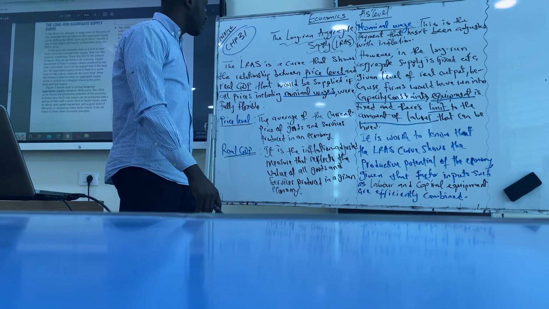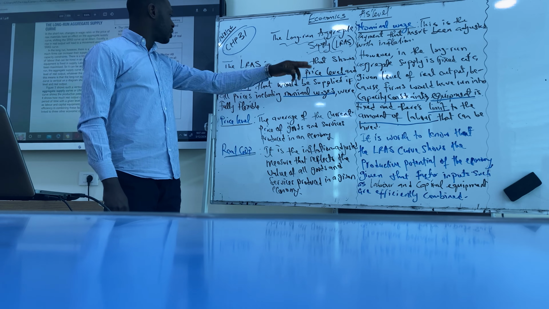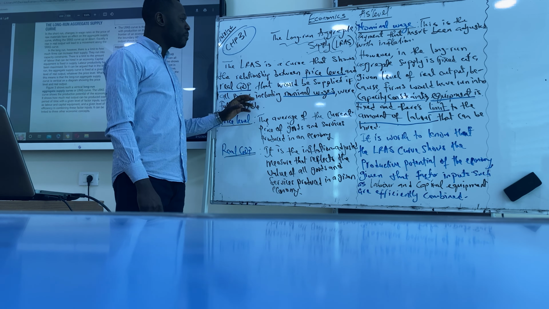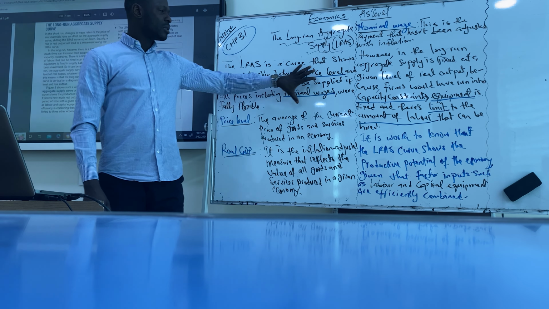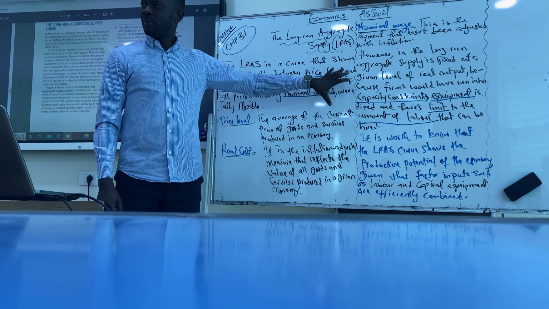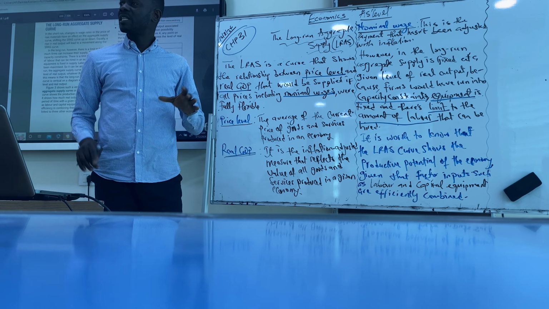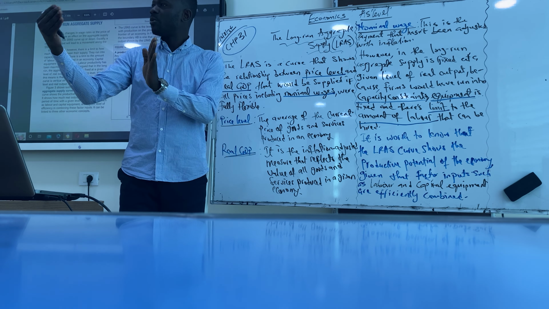So look at what I wrote here. The long run aggregate supply curve, the LRAS, is a curve that shows the relationship between price level and real GDP that will be supplied if all prices, including nominal wages, were fully flexible. So, for our long run aggregate supply, we need our real GDP, we need our nominal wage, and the price level. We need all these combined to reach the potential we're talking about.